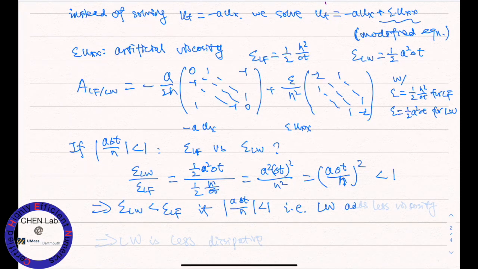In other words, Lax-Wendroff adds less viscosity, which means that Lax-Wendroff is less dissipative. The more viscosity you add, the stronger diffusion you are introducing. Diffuse means it's dissipative; things dissipate and diffuse. So less viscosity means less diffusion, less dissipative.